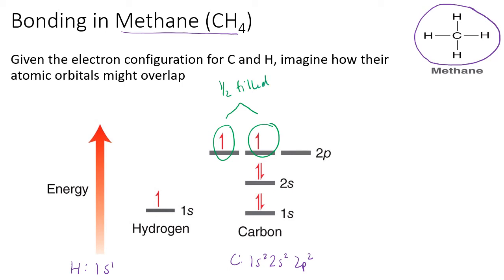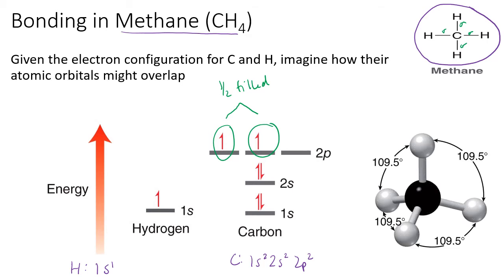So how can it overlap and form 4 equal energy bonds? Because we have 4 sigma bonds we have to describe here, 4 single sigma bonds. How can it form those if it only has 2 half-filled orbitals? And methane is alive and well. Methane is natural gas, so it does exist. And it exists in this tetrahedral arrangement that we are fairly familiar with, with bond angles of 109.5 degrees between a hydrogen, carbon, and hydrogen atom.